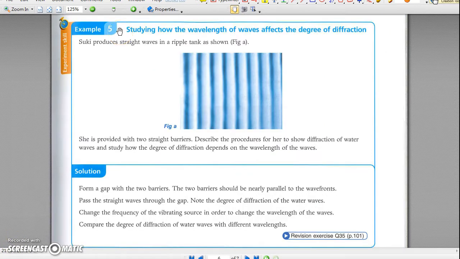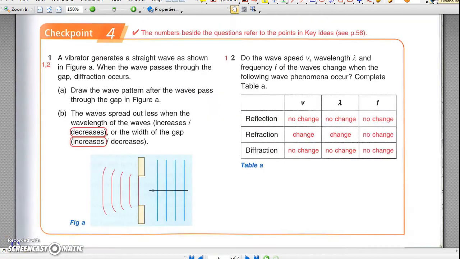Example 5, studying how the wavelength of waves affects the degree of diffraction. You are asked to describe the experimental procedure to change the wavelength of water waves in a ripple tank, and then observe the change in diffraction. Try checkpoint 4 below.